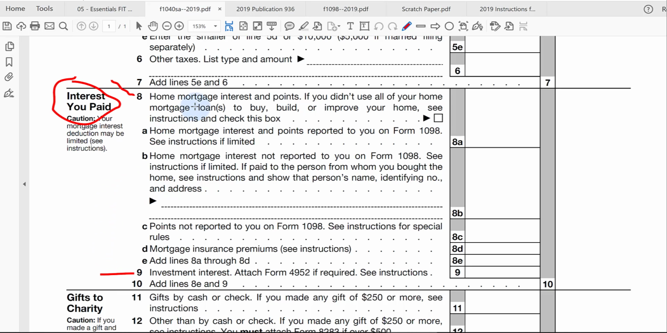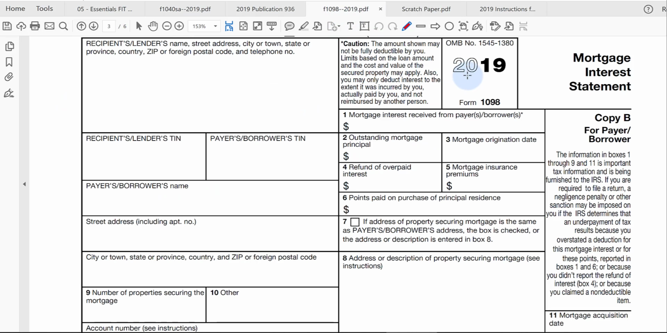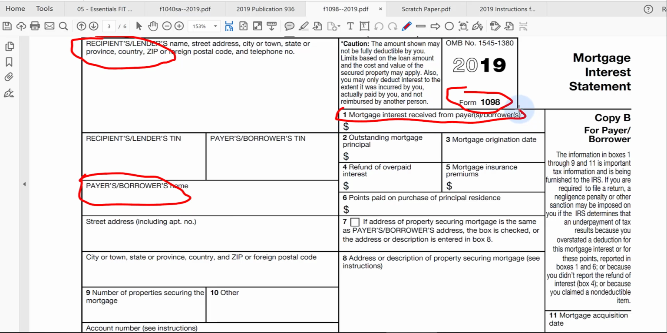Now, in the case of the home mortgage interest, most times the interest will be reported to the taxpayer by the bank on this form called 1098. Here's an example of a form 1098. Here would be the name of the bank or the lending institution, and here is our taxpayer. And here in box 1 would be the amount of interest that was paid during the year.